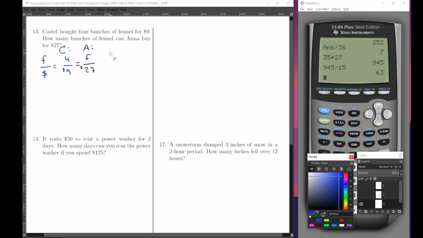So then to solve this, we could go ahead and cross multiply. 9f is equal to 4 times 27. F is equal to 4 times, what's 27 divided by 9? 3, so 12 bunches. Or, people are quite good at this. Say, hey, look, I just multiply 9 by 3, I get 27. I'm just going to do the same thing over here. I'm going to multiply by 3. So my bunches of fennel are going to be 12. All right. Cool.